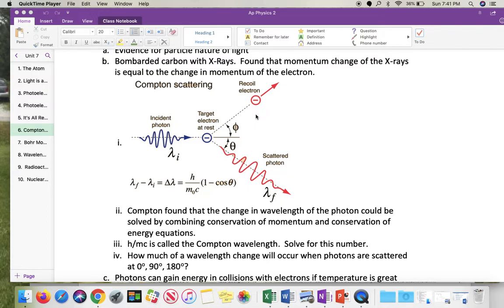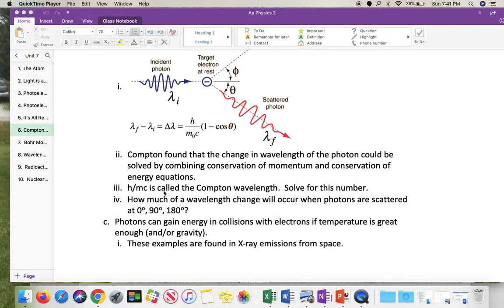Okay? All right, so if I ever say anything about Compton wavelengths, this h over mc, this is called a Compton wavelength. Once again, you can plug that into your calculator. I do believe it is on the next handout solved for you, so you can just double check, make sure your number's right on that. Okay?